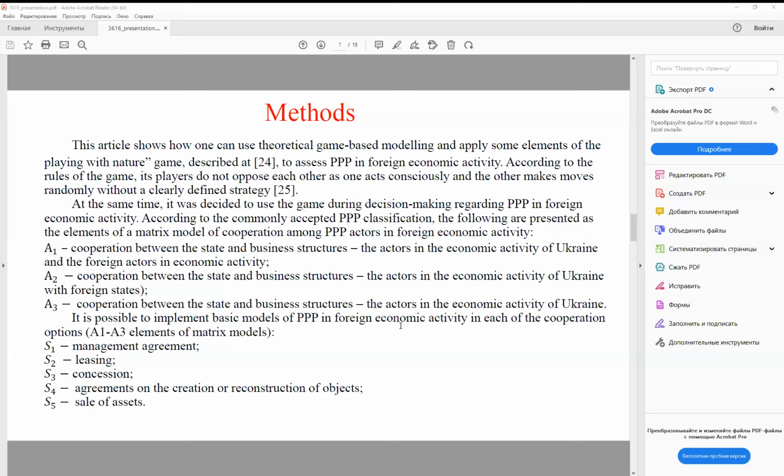And A3 is cooperation between the state and business structure, the actors in the economic activity of Ukraine. It's possible to implement basic models of PP in foreign economic activity in each of the cooperation options, A1 to A3 elements of the matrix model: S1 management agreement, S2 leasing, S3 concession, S4 agreement on the creation or reconstruction of objects, and S5 sale of assets.